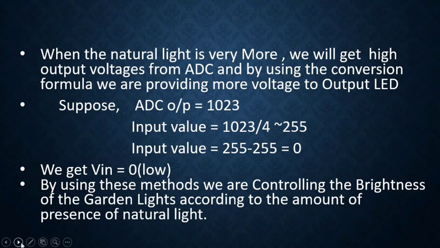By using the conversion formula, we are providing more voltage to the output LED. Suppose we are taking the ADC output as 1023, we divide that 1023 by 4 and get 255. We subtract that 255 from 255 and get 0. We get V in as 0, that means low. By using these methods, we are controlling the brightness of the garden lights according to the amount of natural light.